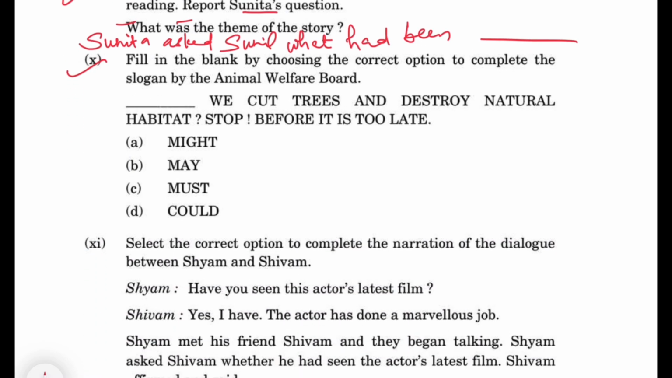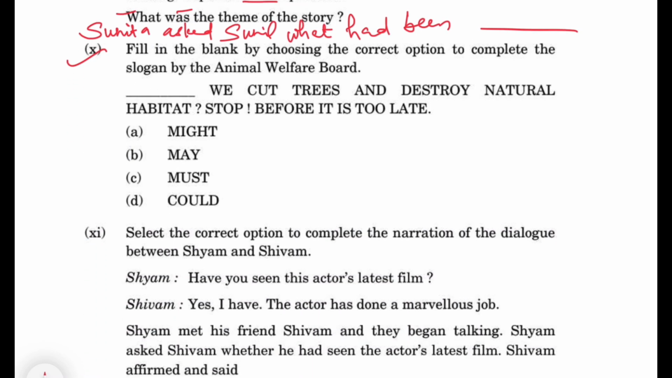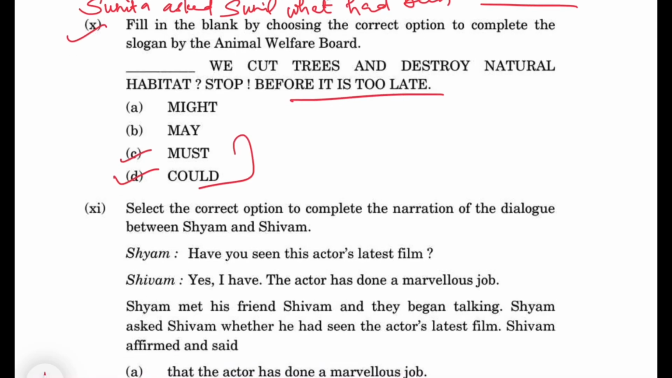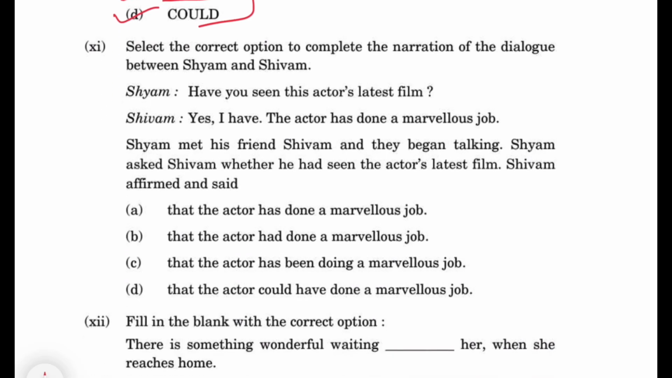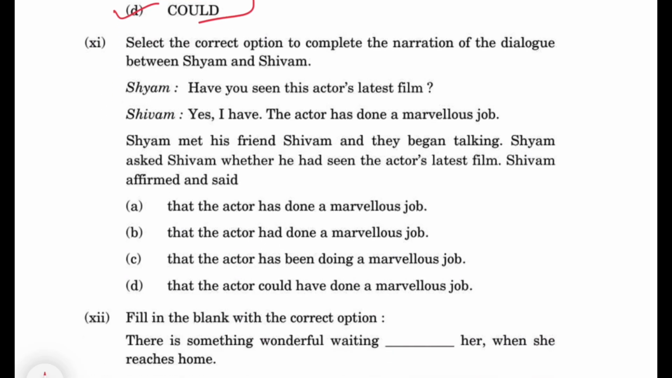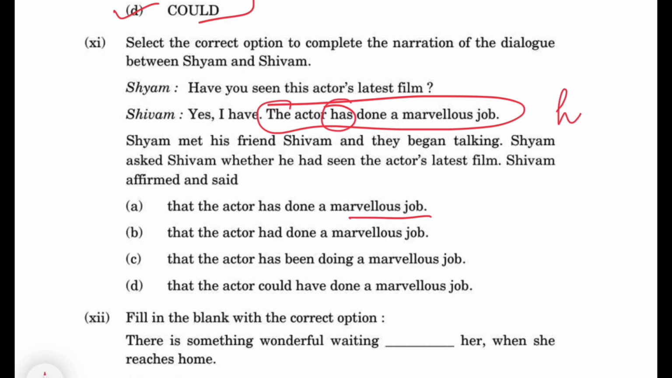Next one is: dash we cut trees and destroy natural habitat. Could we cut trees and destroy natural habitats, or must we stop before it is too late? It depends on the expression, so must is the correct answer. I think could is also not wrong. Next one is marvelous job. This part we are to do. The actor has done. We know has changes into had, so choose the option which has the word had. So it is the correct option.